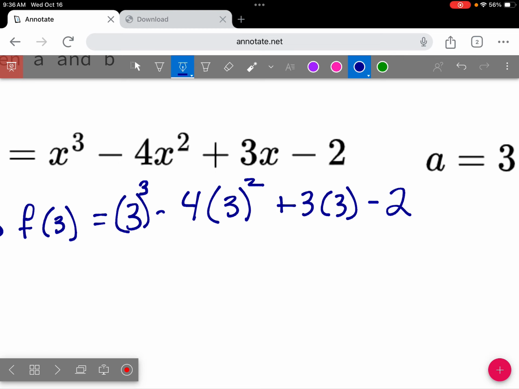And aren't we so happy to use calculators now? Imagine trying to do this without calculators. Last year they had to.